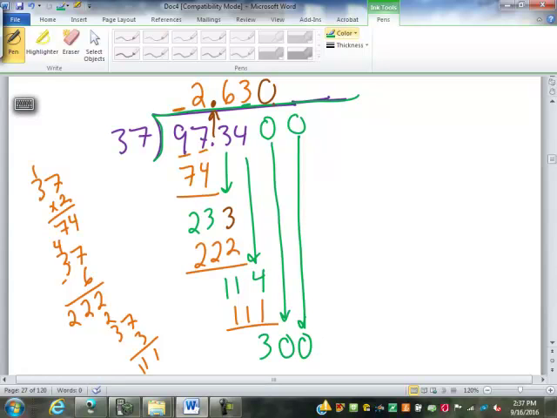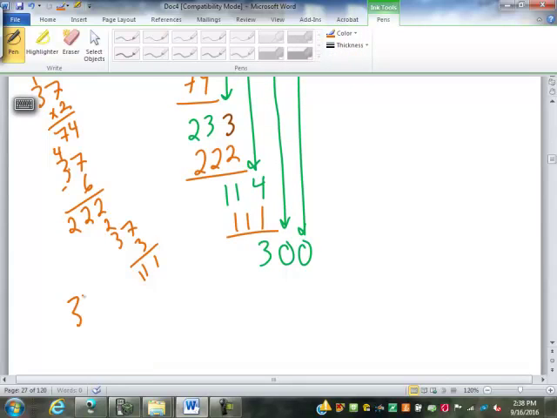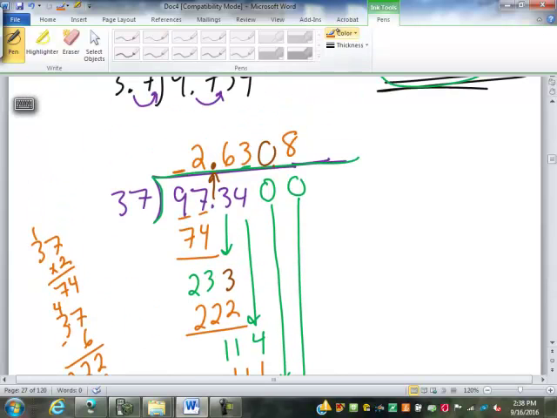37 into 300. Oh, what's that going to be? I'm going to try 8. I think it's going to go 8 times. 37 times 8. 8 times 7 is 56, so 6 carry the 5. 8 times 3 is 24, plus 5 is 29, so 296. It does work. It does go 8 times. So why did I need that digit there when I only had to go to the nearest thousandth? Well, I need to know whether that's going to stay 2.630 or round up to 2.631. This 8 is telling us it's 2.631.